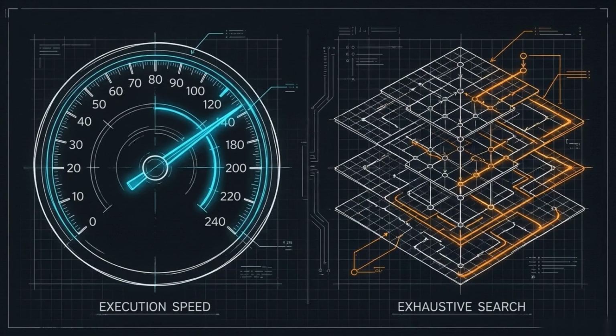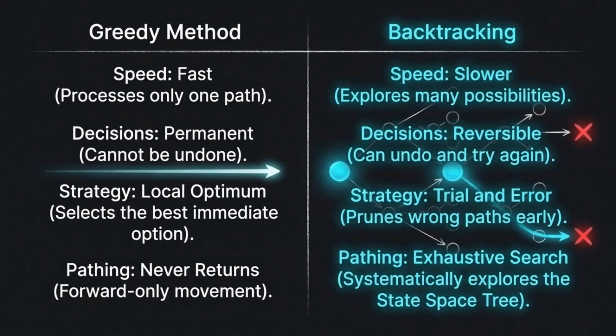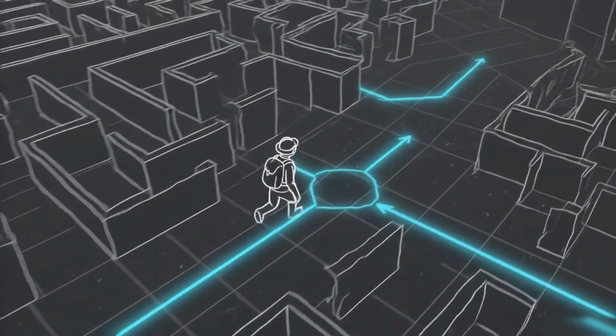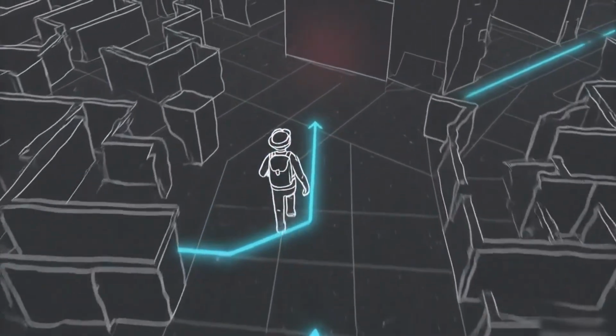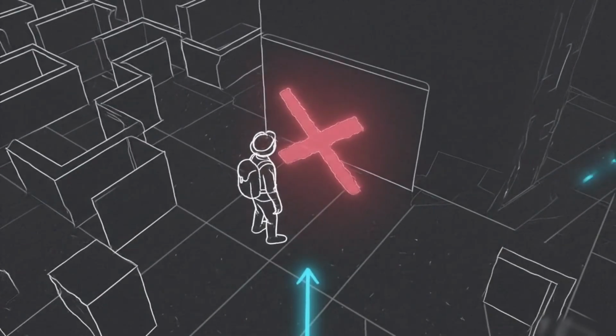Choosing between these two approaches is a trade-off between execution speed and mathematical thoroughness. The greedy approach is fast. It makes permanent decisions based on the immediate local option, never returning to previous states. Backtracking operates differently. It relies on continuous trial and error, making reversible decisions to conduct an exhaustive search across multiple possibilities. Greedy algorithms sacrifice exhaustive accuracy to gain processing speed. Backtracking sacrifices that speed to guarantee it will find a correct solution if one actually exists in the state space.